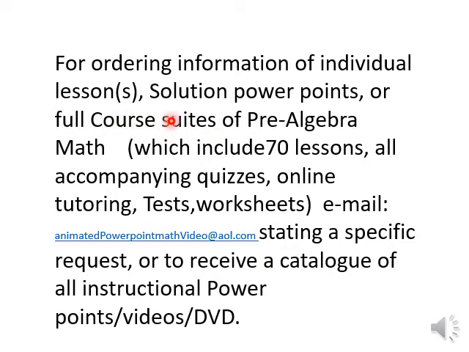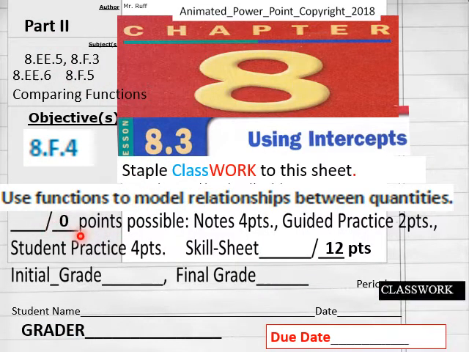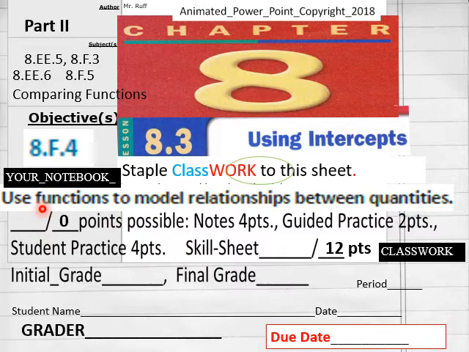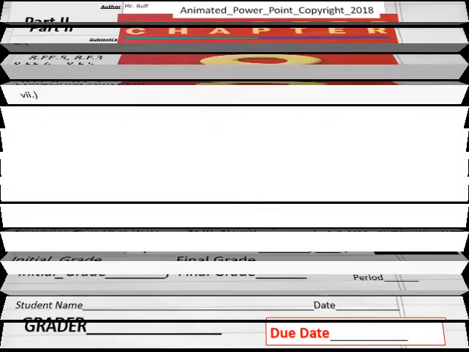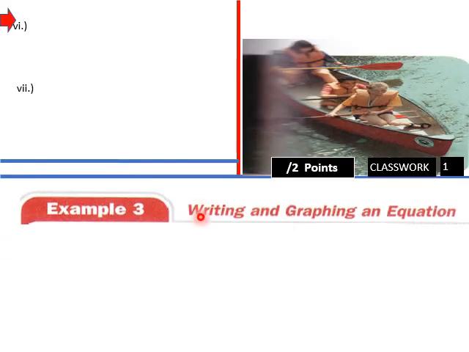Everybody, we're getting ready to do lesson 8.3 part 2, pre-algebra math today. For today's lesson, you will have 12 points on your classwork sheet. Have that out in front of you, students, and then 0 points will go into your notebook. Let's go right into part 2 of 8.3.